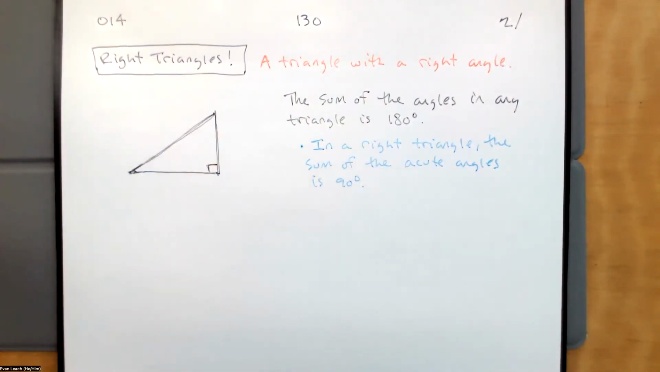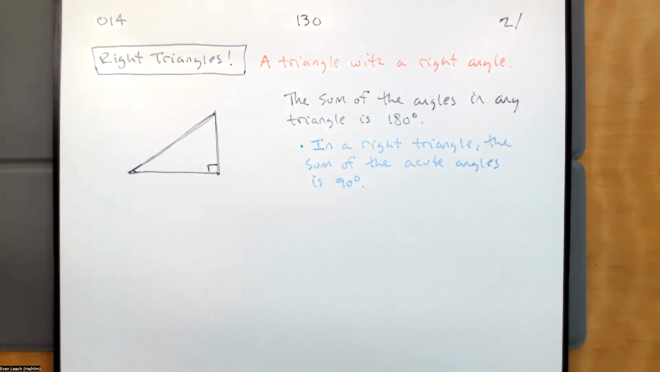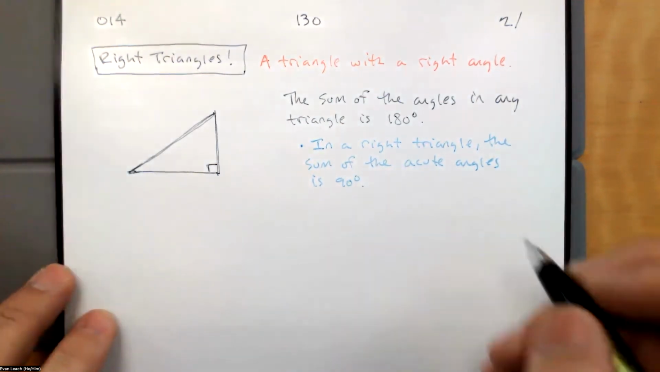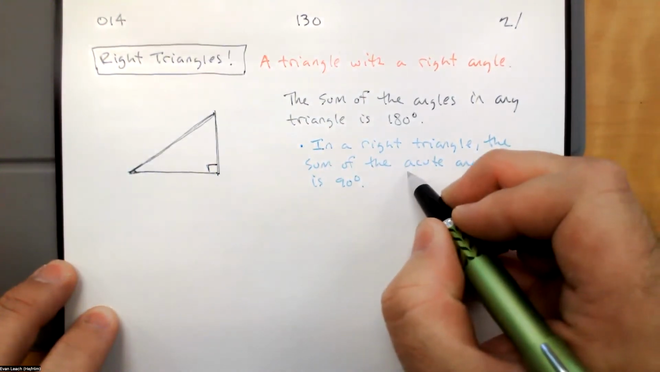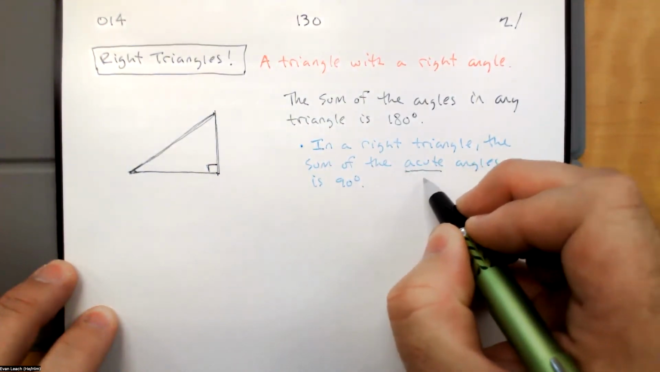Because we use 90 degrees in the right angle, 180 minus 90 leaves 90 to be distributed amongst the other two acute angles. What does acute angle mean? What is acute? Acute just means less than 90. Perfect. See, y'all know so much stuff already.